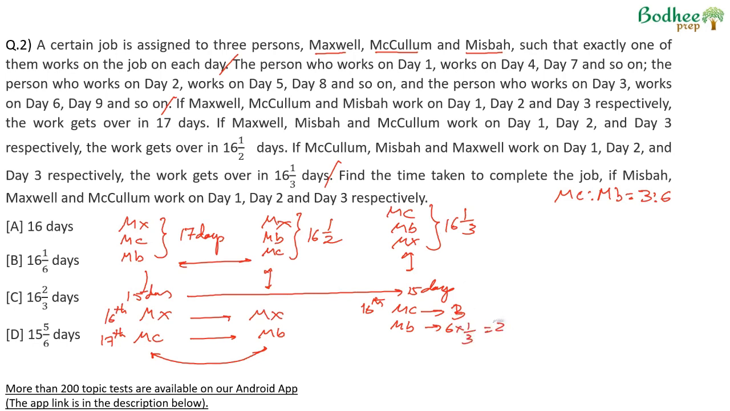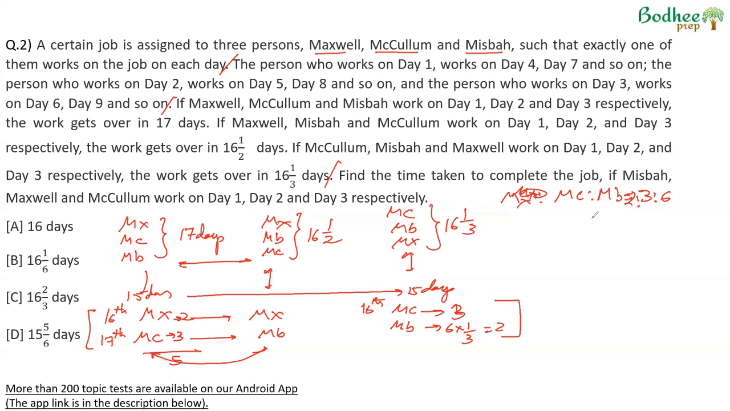Misbah does 6 units per day, so 1/3 of the day will do 2 units. That means after 15 days, 5 units of work is being done. Now, if we look at this scenario, Maxwell and McCullum would also have done 5 units in the last 2 days, because in the first 15 days, everyone is doing the same work. So, if 5 units of work is to be done and McCullum does 3 units, that means Maxwell will do 2 units in 5 days. Now we know the amount of work done by Maxwell, McCullum, and Misbah. The work done by them is in the ratio 2:3:6 units wise.